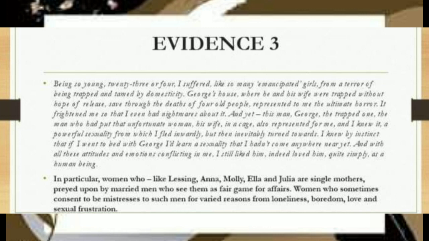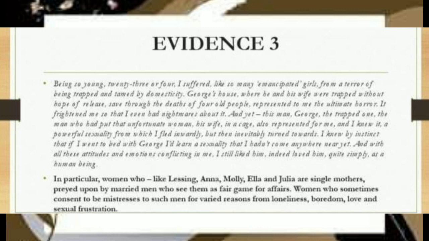And yet, this man George, the trapped one, the man who had put that unfortunate woman, his wife, in a cage, also represented for me, and I knew it, a powerful sexuality from which I fled inwardly, but then inevitably turned towards. I knew by instinct that if I went to bed with George, I'd learn a sexuality that I hadn't come anywhere near yet. And with all these attitudes and emotions conflicting in me, I still like him. Indeed, I love him, quite simply as a human being.